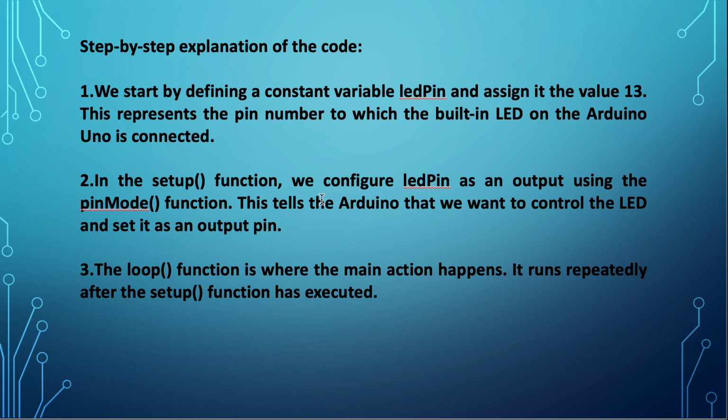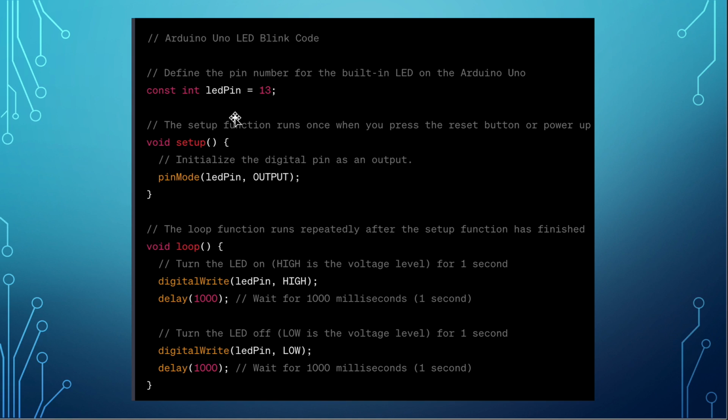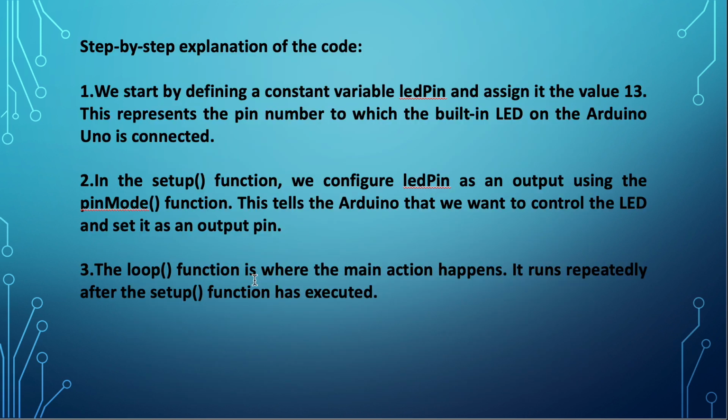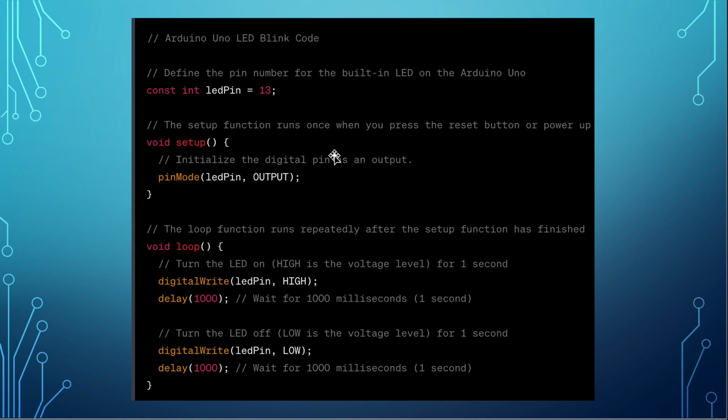So in the setup function, we configure the pin as an output. Yes, we have done that. We set it up as an output pin, we give a definition to it. This tells Arduino that we want to control the LED and set it as an output pin. Basically, what is done here is we are saying pin number 13 is an output pin. It is going to give an output.